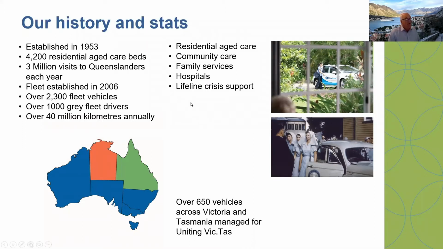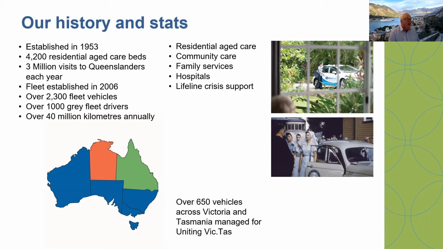So we were established in 1953. We've got 4,200 residential aged care beds. We carry out 3 million visits to Queenslanders each year, so that's 3 million visits to approximately 60,000 individuals. Fleet was established in 2006.